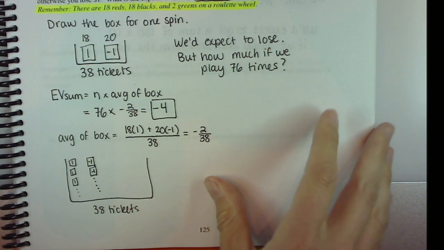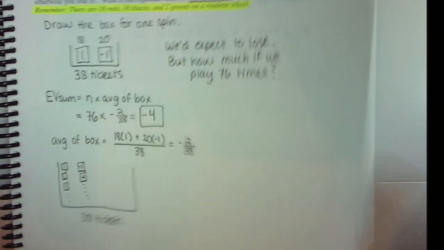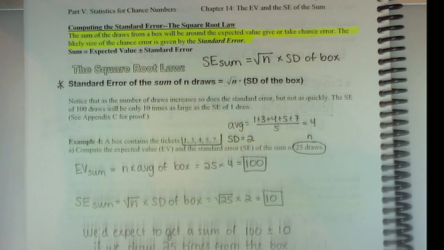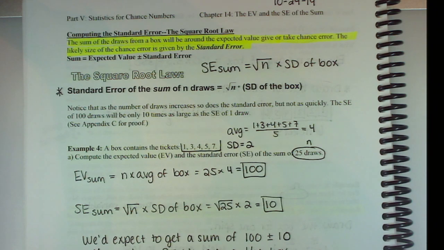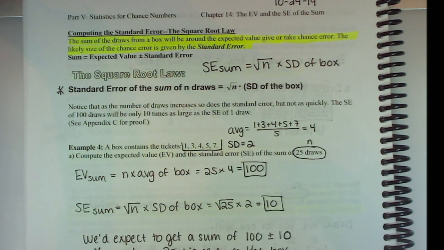So let's see, where did we leave off? Well, we did this. Let's go to our next example. On the next page, what page is this? 126. We talked about the formula for standard error of the sum. For standard error of the sum, it does have the square root in it. Standard deviation has to do with square root. So this is it: square root of n times the SD of the box.